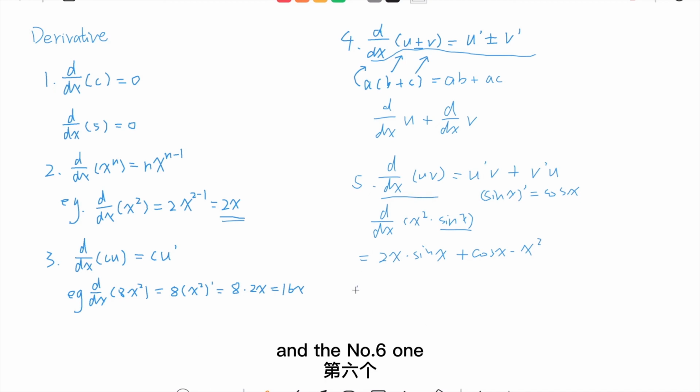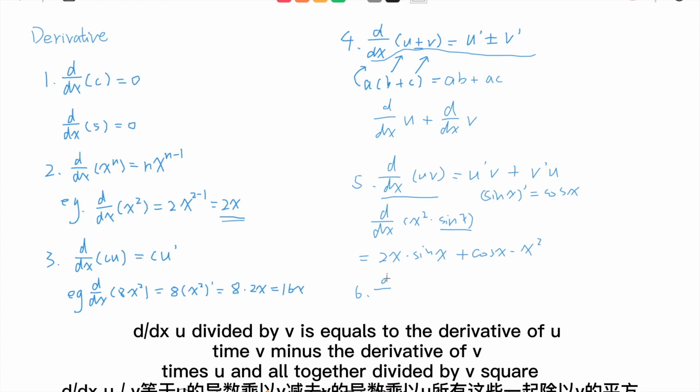And number 6: d/dx of u divided by v is the derivative of u times v minus the derivative of v times u, all divided by v squared.